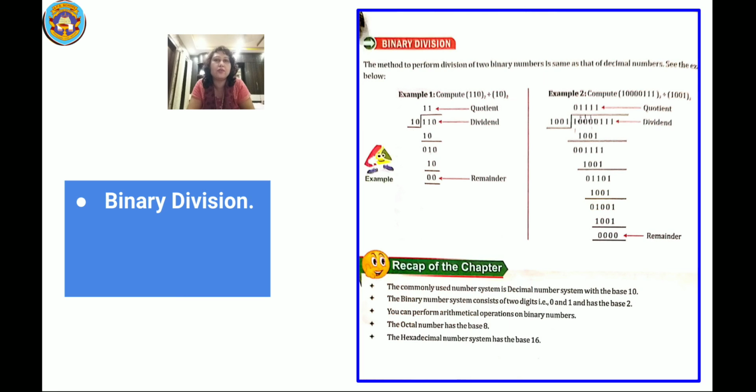After this I will give you some fill in the blanks and MCQs, and at the same time keep practicing, keep learning. I'll give you some more sums on binary addition, subtraction, multiplication and division.